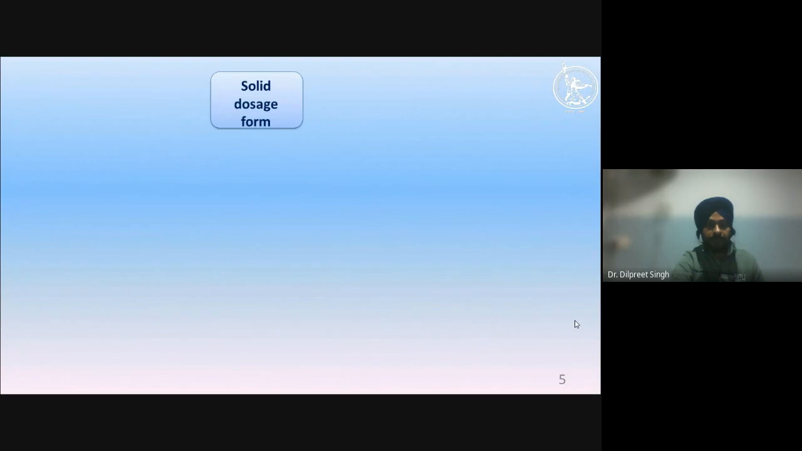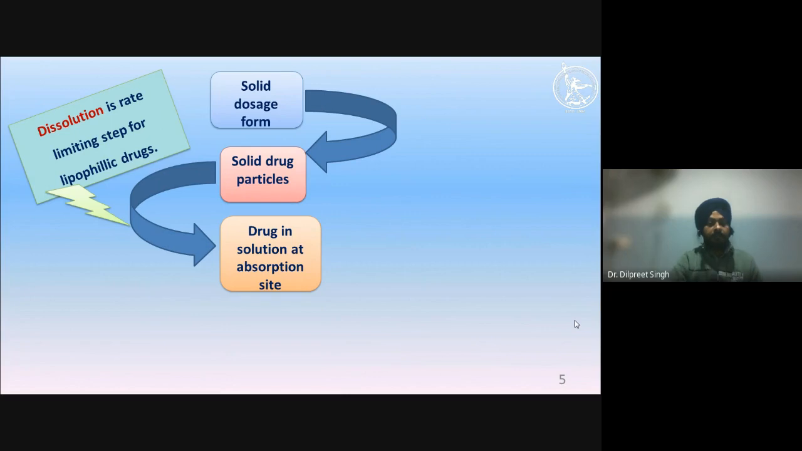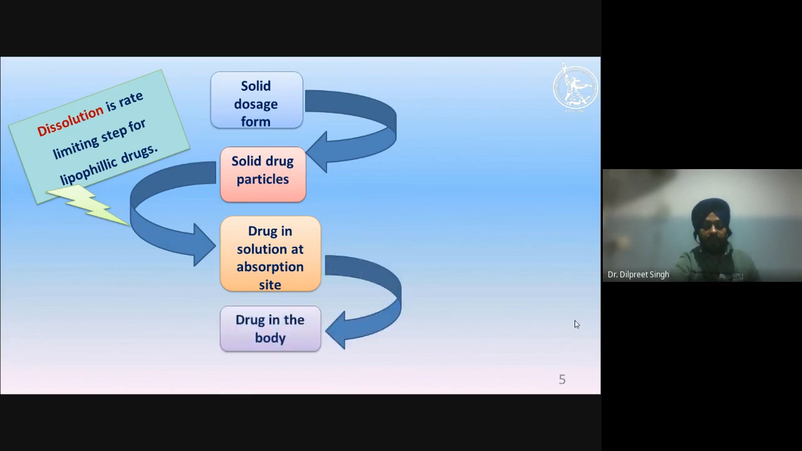When we characterize a solid dosage form, it is converted into solid drug particles, and the drug in solution form goes to the absorption site. The conversion of solid drug particles to solution state is a rate-limiting step when we talk about lipophilic drugs. A lipophilic drug is basically water insoluble in nature, and through its water insolubility and lipophilicity, it has a greater effect on bioavailability.